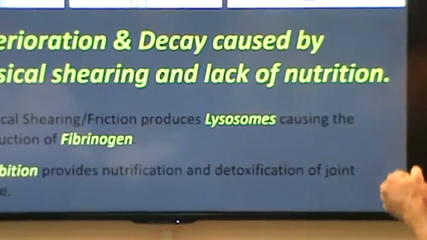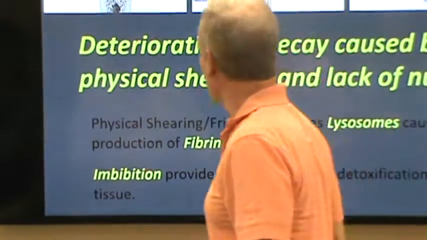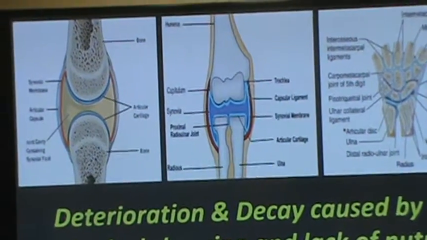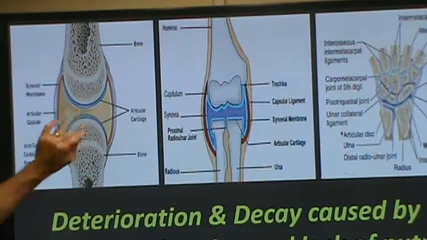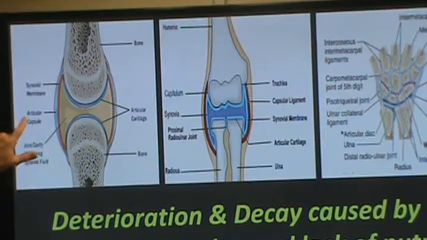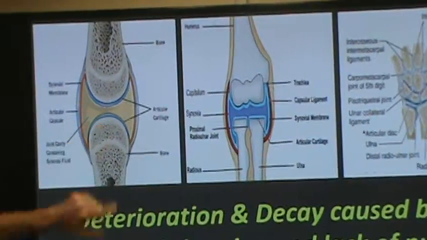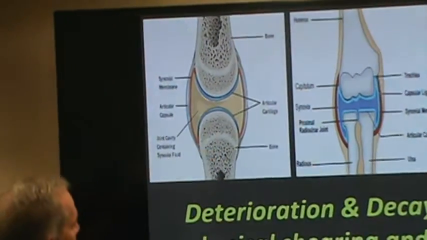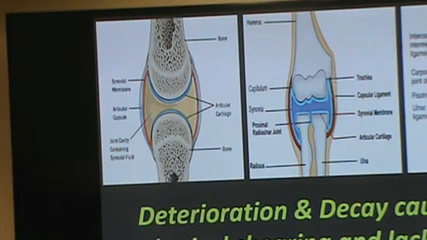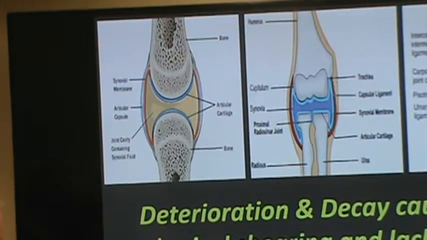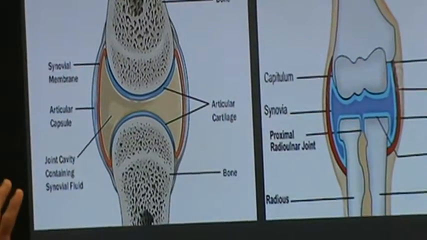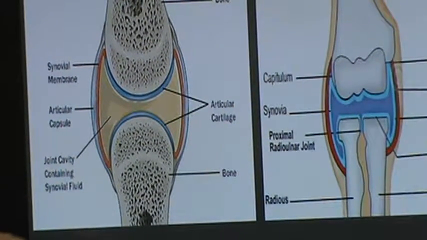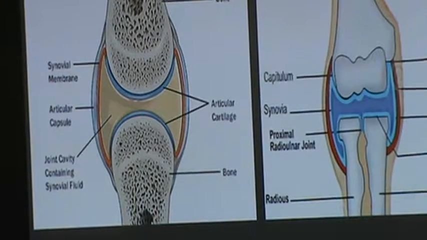So here is any joint. You can see a good picture of it. Here's that synovial membrane. This could be a finger joint. This is the capsule, and inside the capsule you have synovial fluid. When those bones shift or misalign and approximate, you're going to get that motion in the fluid. So physical shearing and friction produces what's called lysosomes, causing the production of fibrinogen.